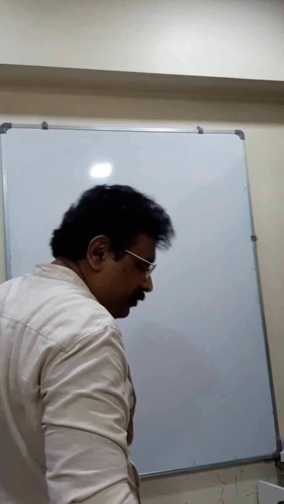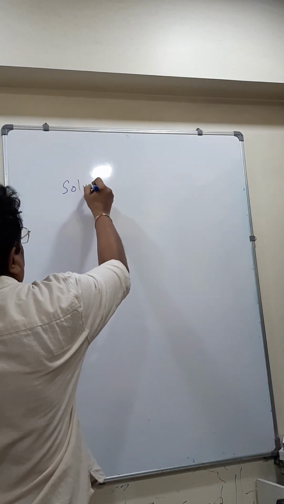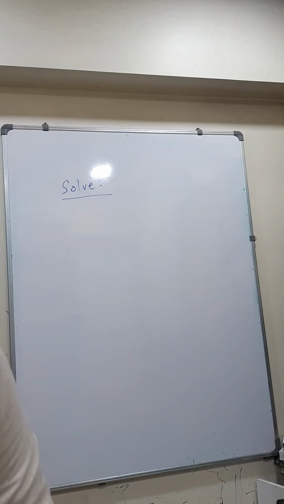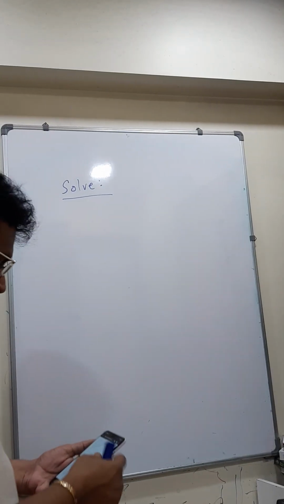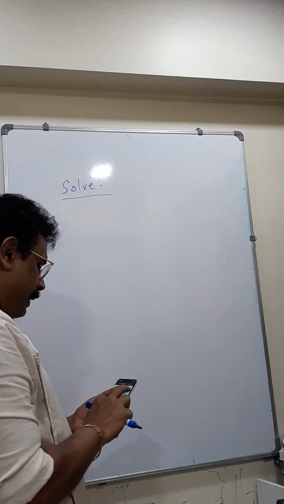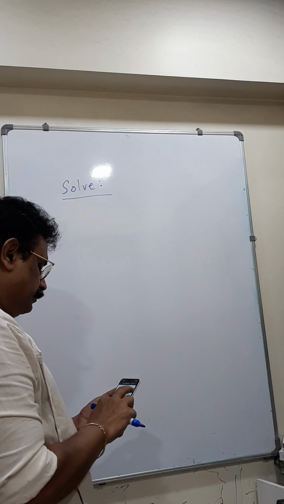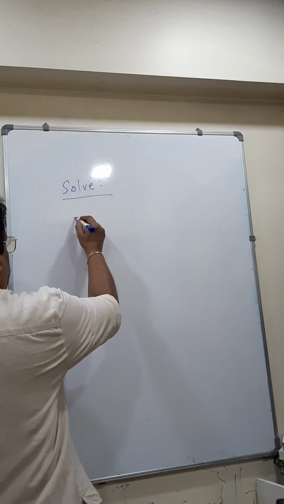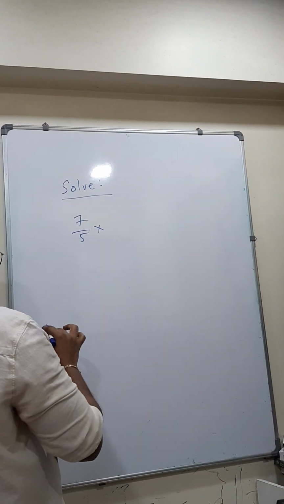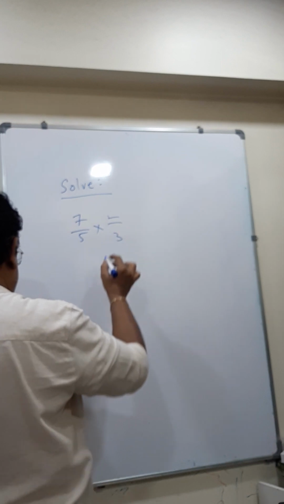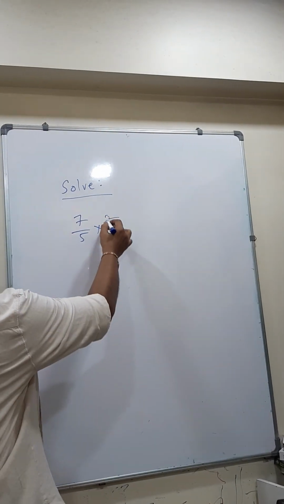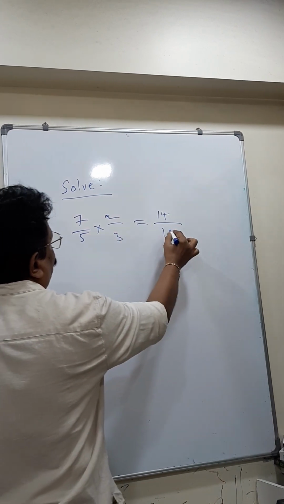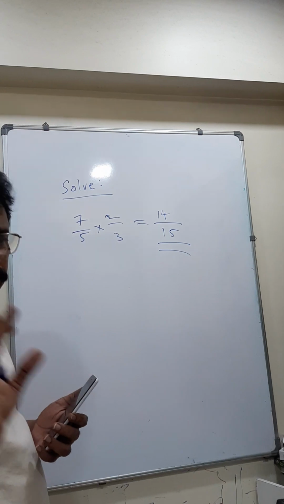Now we will do some sums here. Let me see what is given in your exercises. Seven by 5 into 2 by 3. How much? Answer. This is very easy actually. 7 2s are 14 upon 5 3s are 15. You may get for 1 mark fill in the blank at the most.